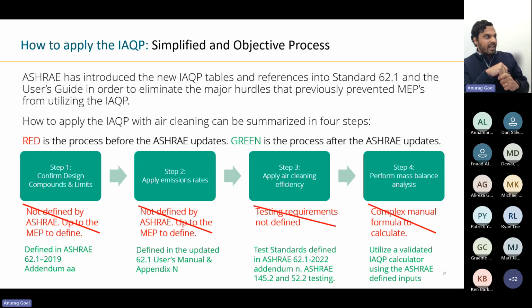Step 2 is to understand, for each of the contaminants we've identified in step 1, how quickly they are being generated. Previously, that was not defined, and now those emission rates are defined in the User's Manual for 62.1. Going back to the metaphor of sizing a cooling system, not only do we need to know our internal set points for the summer, we also need to know how quickly heat is generated from lighting, equipment, and people in the space, and how quickly heat is being lost from the building envelope. Then we can size a cooling system by doing a mass balance. Similarly, with IAQ, we need to understand generation rates, and that's well documented now by ASHRAE.